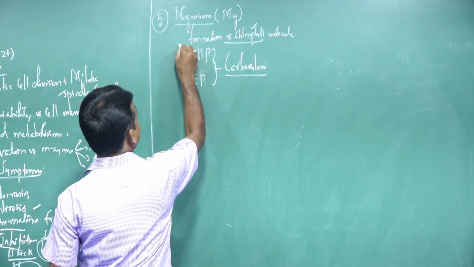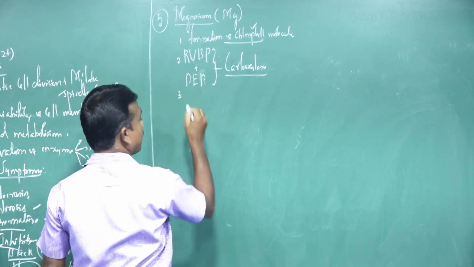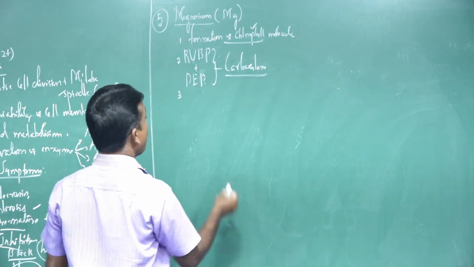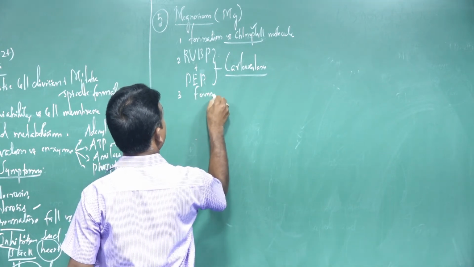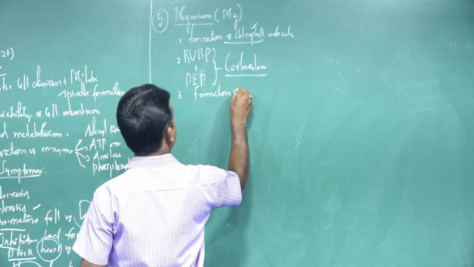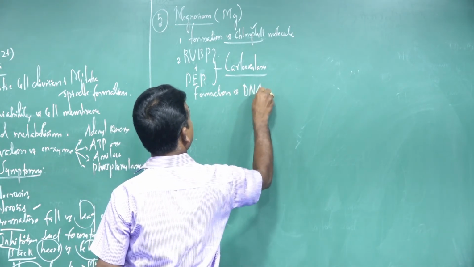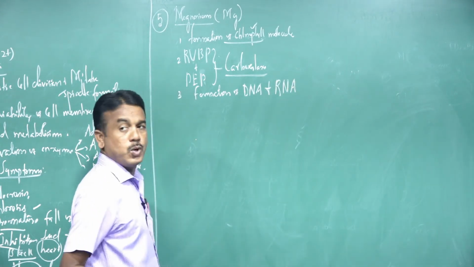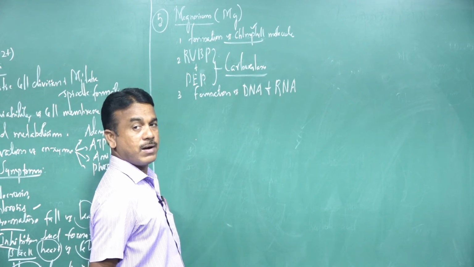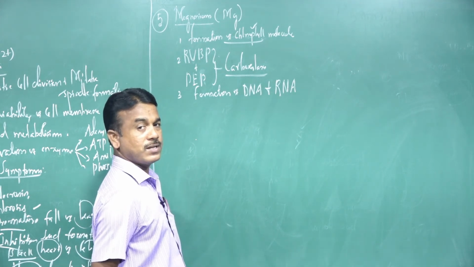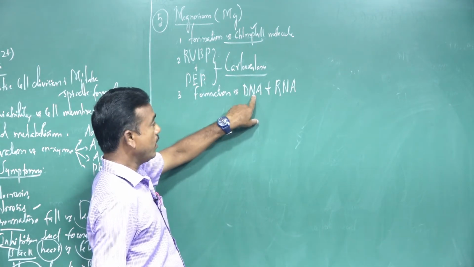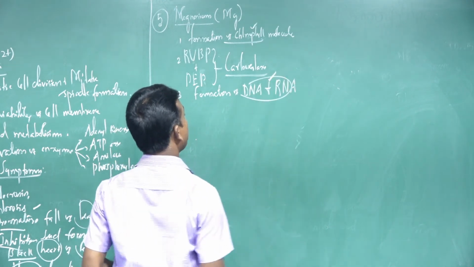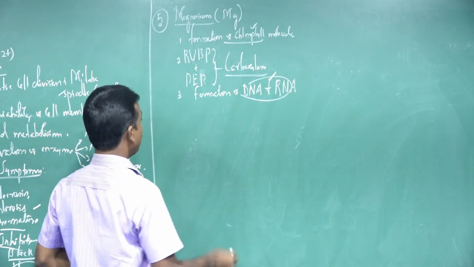In addition, what is the third function of magnesium? It is essential for the formation of DNA and RNA. DNA is deoxyribonucleic acid and RNA is ribonucleic acid, and magnesium helps in their formation.